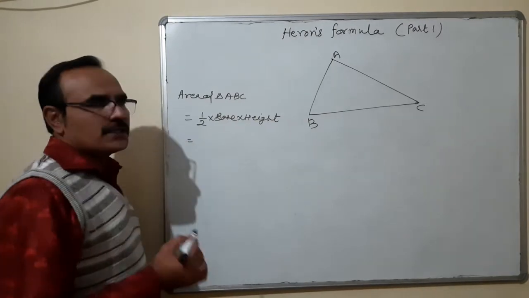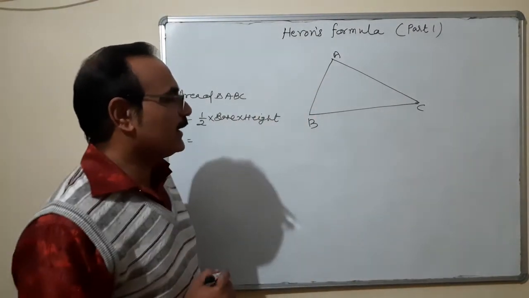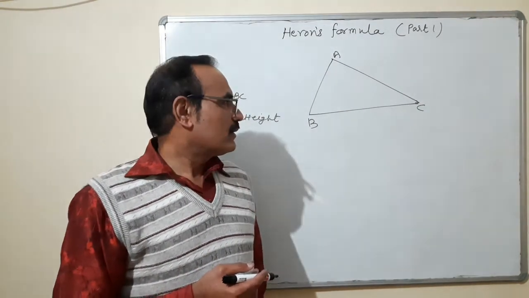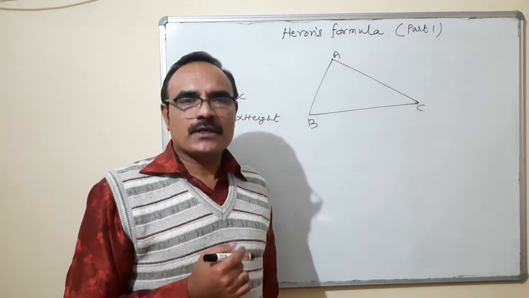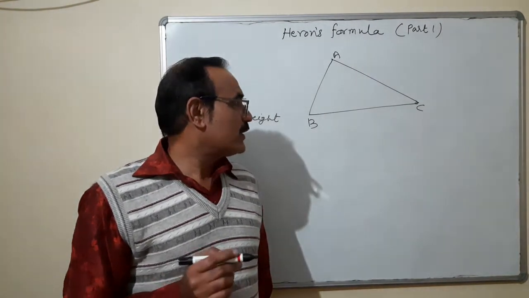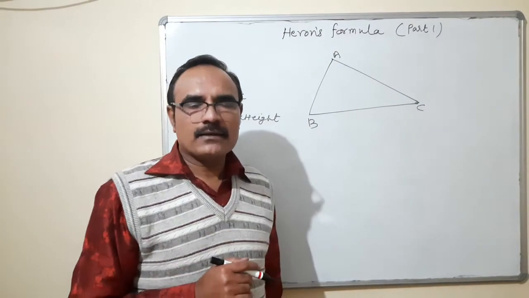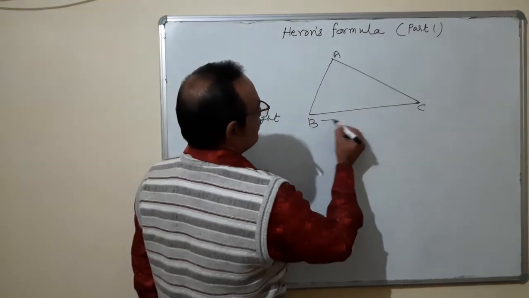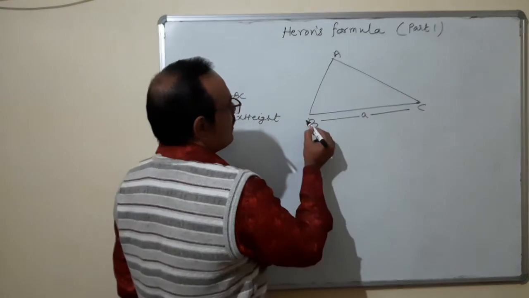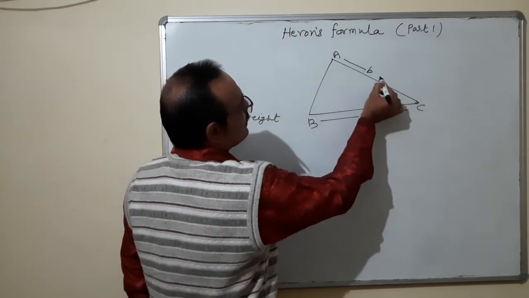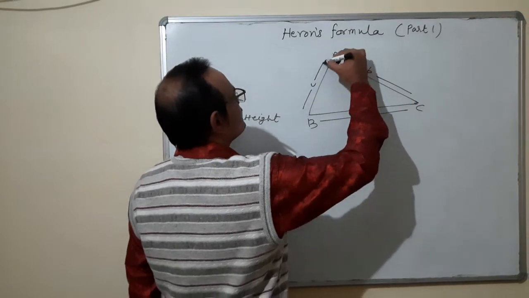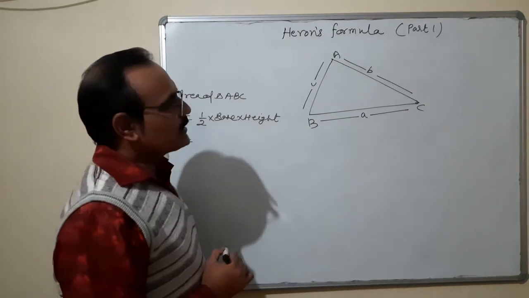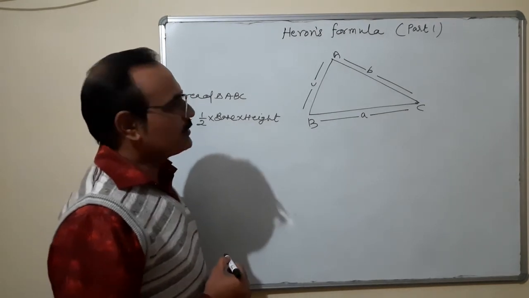But here, if only three sides are given, suppose there is a triangle ABC I have taken, it can be any type of triangle, scalene, isosceles or equilateral. In all three types of triangles, we can use Heron's formula. So these are the three vertices A, B, C of a triangle, and we are treating the opposite side of vertex A as small a, the opposite side of vertex B as small b, and the opposite side of vertex C as small c. So let us consider these three sides, small a, b and c of triangle ABC, and we are finding the area of this triangle.